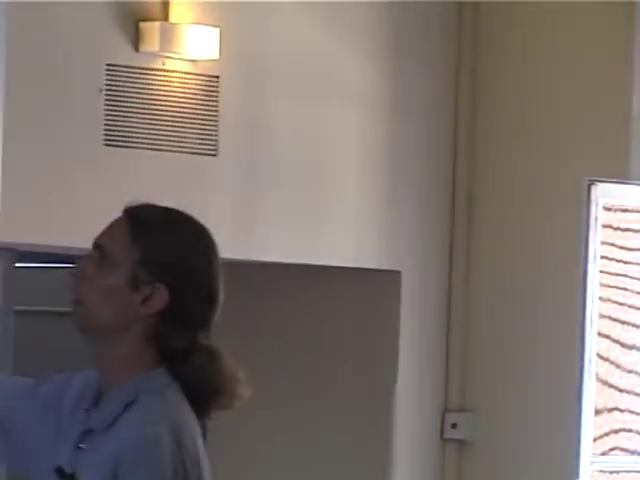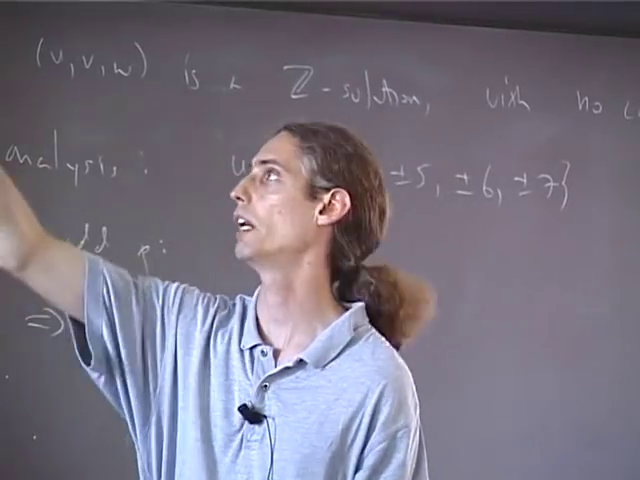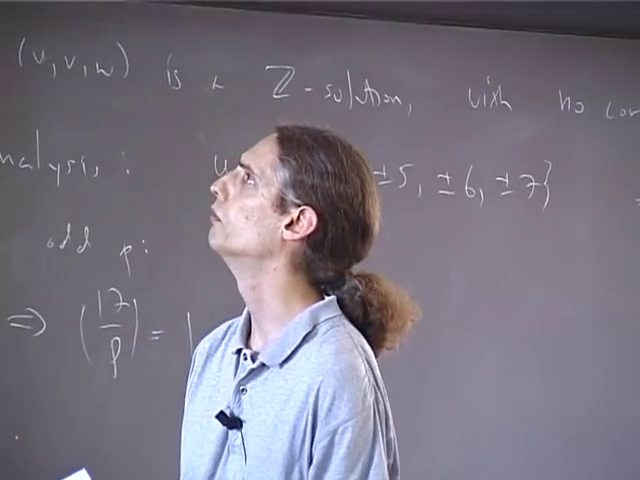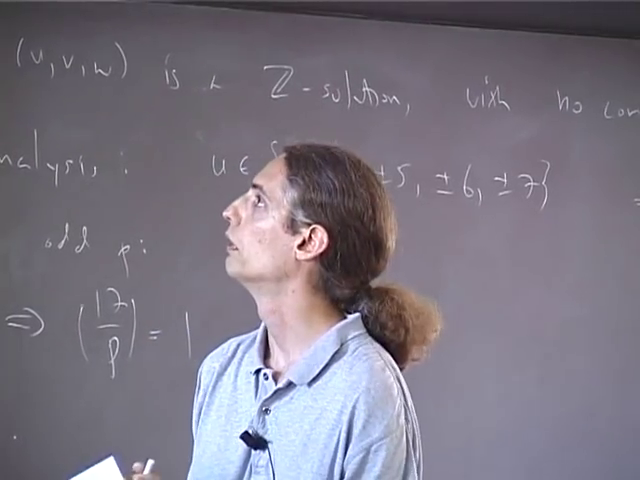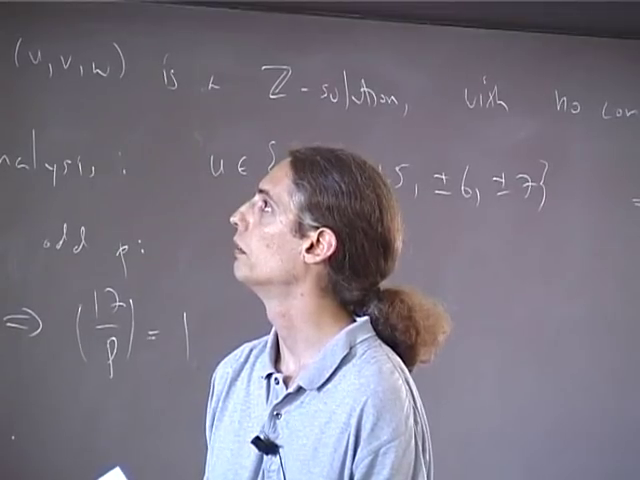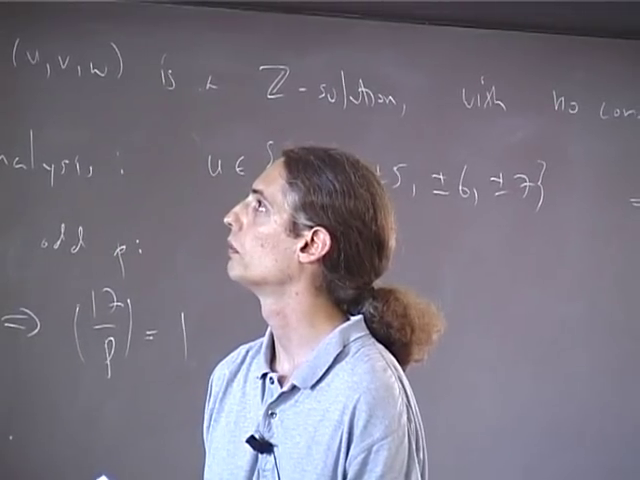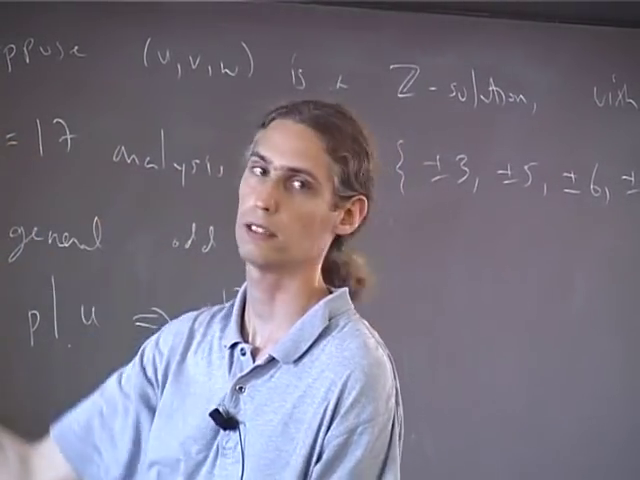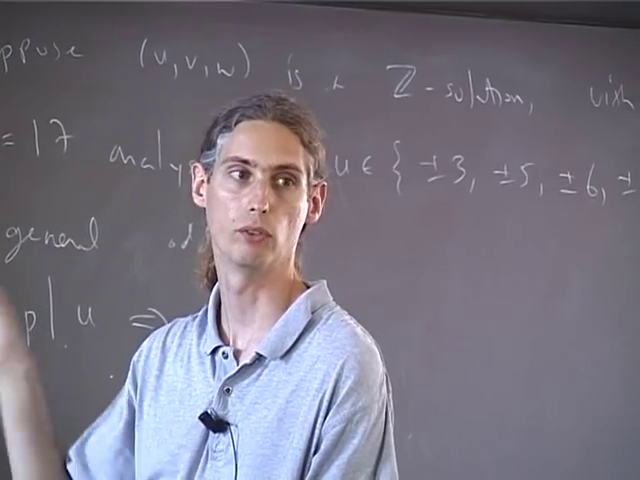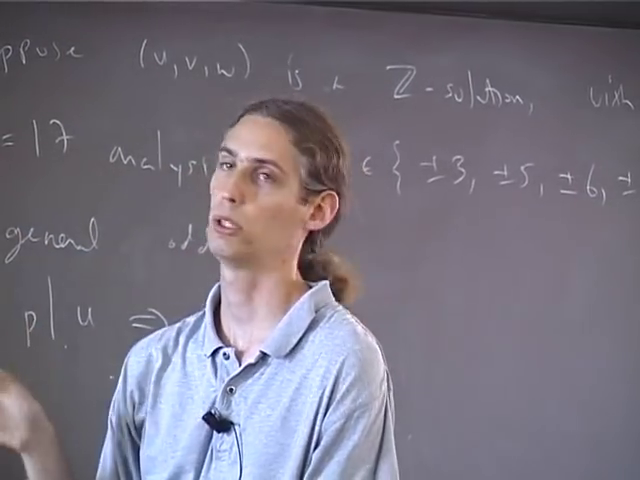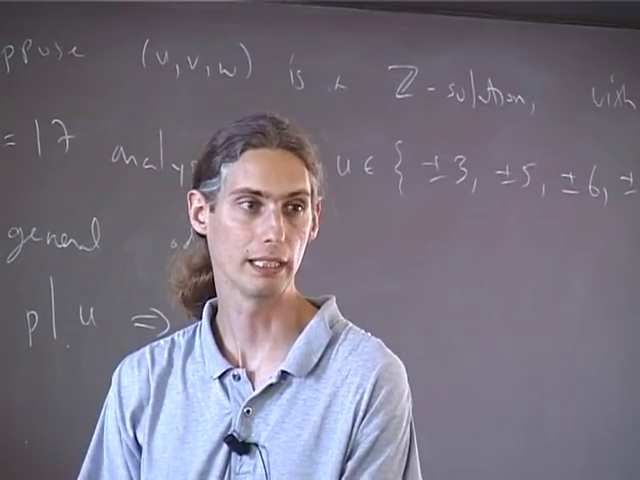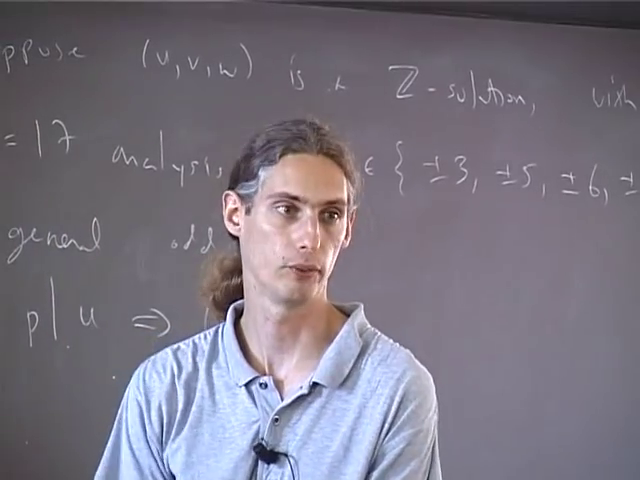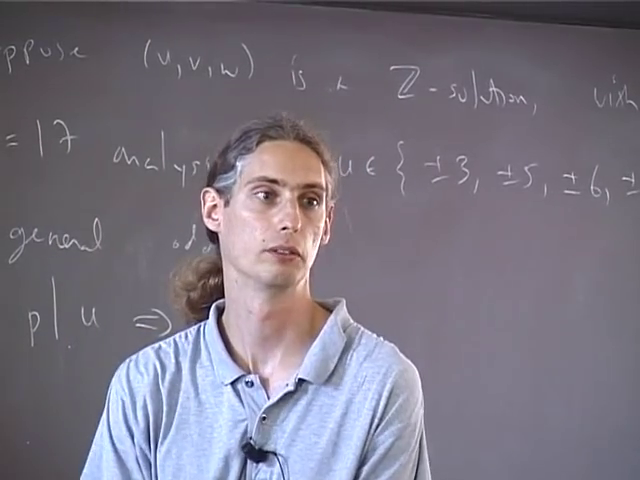So if there were a common factor, let's suppose that 3 were to divide u, v, and w. Then the right-hand side would be divisible by 3 to the 4th. So that would, in fact, force u to be divisible twice. So now I divide u by 3 squared, divide v and w each by 3, and I get a smaller solution.